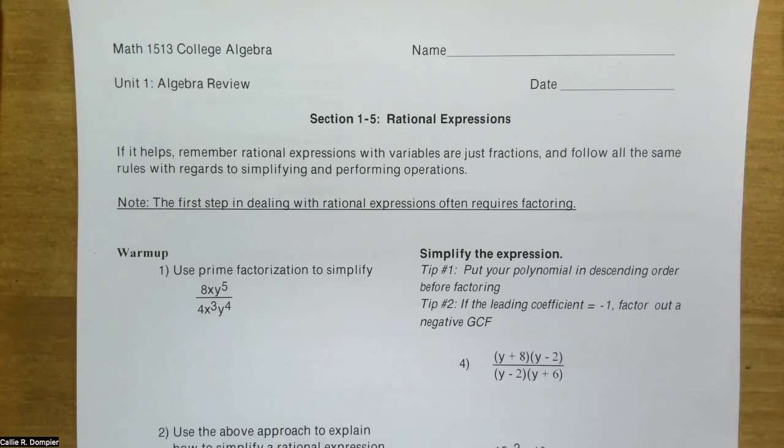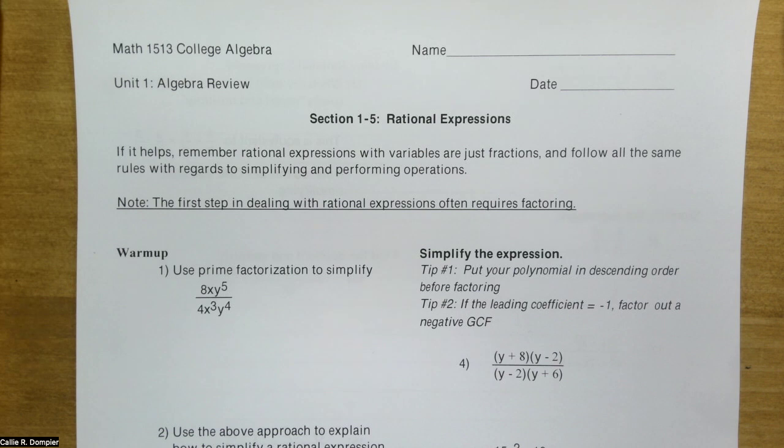remember the rules for fractions, which is if you are adding fractions or subtracting fractions, you need the base or the denominator to be the same for the two terms. If you're multiplying, you do not need the base to be the same, okay? And again, this is just what I said at the beginning. Remember, rational expressions with variables are just fractions. They follow the same rules of fractions with regarding to simplifying and performing operations.